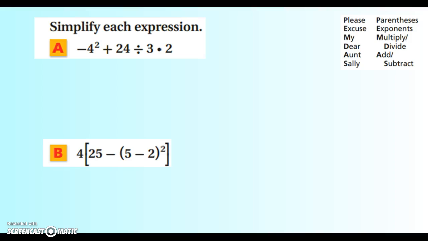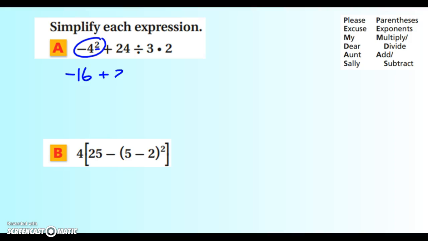So for A, first thing, this is where our knowledge of integers comes in with negatives and positives, as well as powers and roots and everything like that. So first thing, I don't see any parentheses, but I do see exponents, so I'm going to take care of that first. Now, -4 to the second power, the -4 is not in parentheses, meaning this 2 to the power of 2 only applies to the 4. This will be a -16.